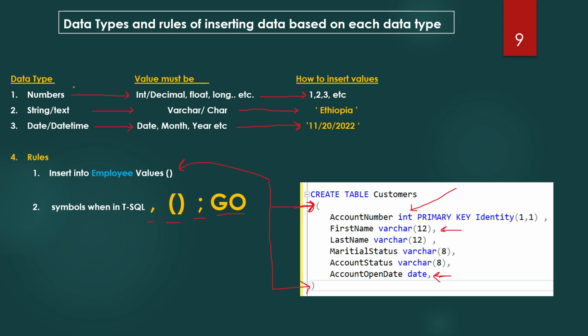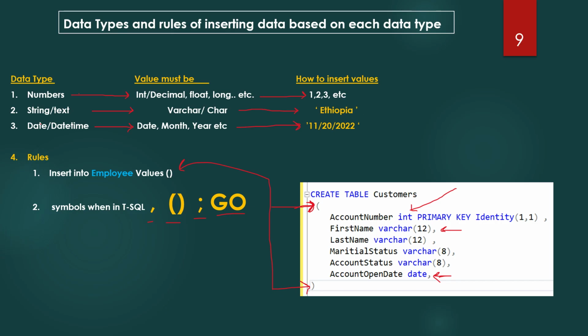It will be a number. And then the second category is character or string. Whichever type you selected, varchar or char, the values need to be, for example, Ethiopia, put under quotation marks around it.